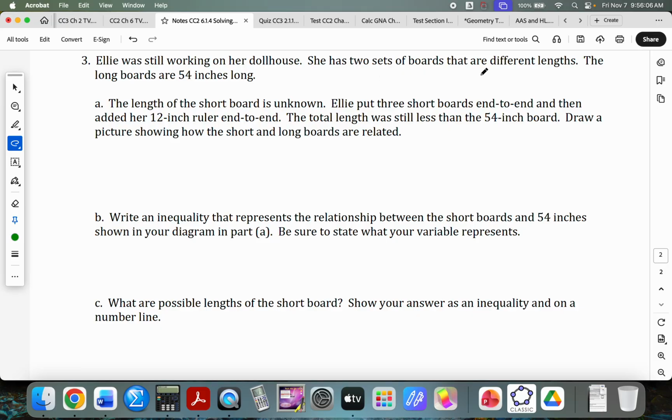So she has two sets of boards that are different lengths. The long boards are 54 inches long. So the length of a short board is unknown. Ellie put 3 short boards end to end and then added on her 12-inch ruler end to end. The total length was still less than the 54-inch board. So let's draw a picture of that. She's got these 3 short boards end to end.